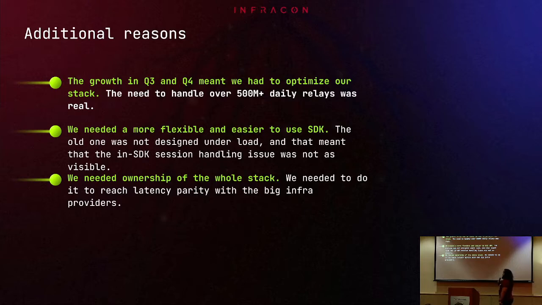Then we had additional reasons. Like Q3 and Q4, again, it just meant that we had to trim the fat in general. We had to optimize our stack. That's where we came up with things like having sidecar Redis and all that stuff, globalizing the checks. Our wish list was growing by the day in Q3 and Q4, and in Q1 we got down to it. And then we needed a more flexible and easier to use SDK, right?